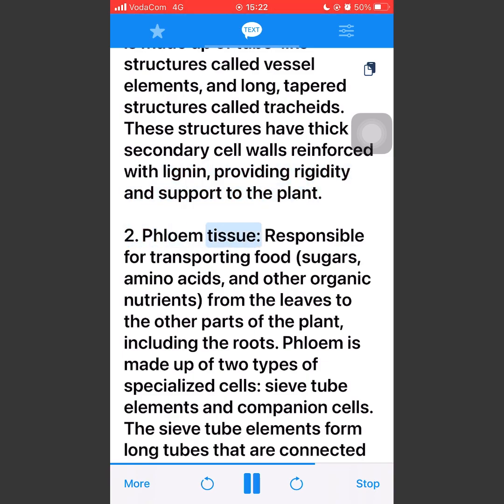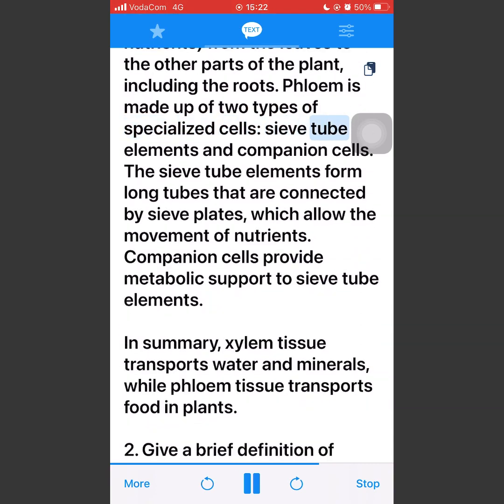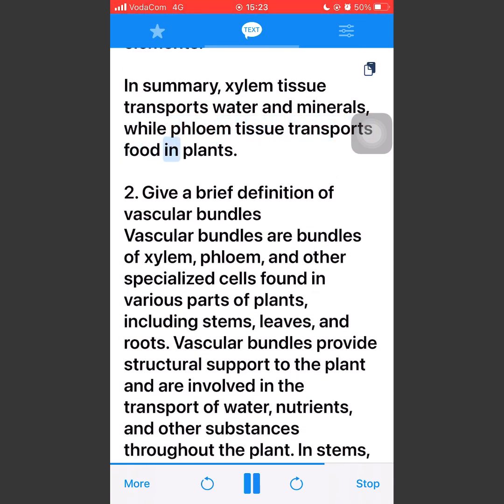2. Phloem tissue, responsible for transporting food, sugars, amino acids, and other organic nutrients, from the leaves to the other parts of the plant, including the roots. Phloem is made up of two types of specialized cells, sieve tube elements and companion cells. The sieve tube elements form long tubes that are connected by sieve plates, which allow the movement of nutrients. Companion cells provide metabolic support to sieve tube elements. In summary, xylem tissue transports water and minerals, while phloem tissue transports food and nutrients.